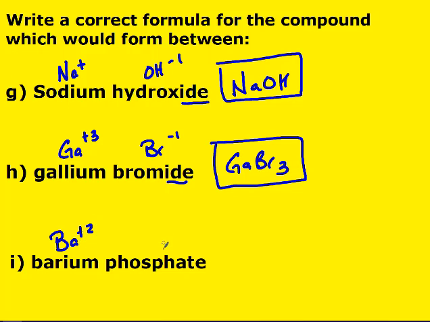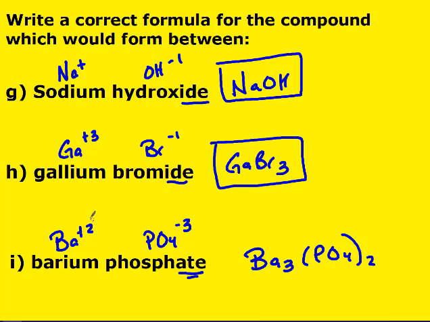Barium was +2. Phosphate is PO4 with a -3 charge. So Ba, PO4. We need a 2 and a 3, so that's a 3, and then PO4 with a 2. 2 times 3 is 6. 3 times 2 is 6. That's barium phosphate.